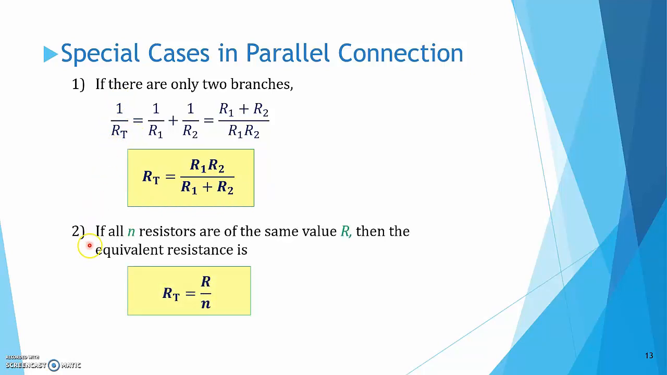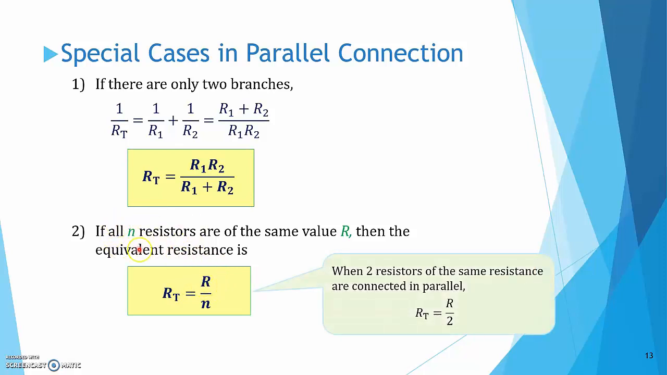Another special case: when n resistors all having the same resistance R are connected in parallel, the total resistance is R divided by n. So you can see that the resultant or total resistance is actually smaller than the original resistance. A special case of this: when two resistors of the same resistance are connected in parallel, the total resistance is half of the original resistance. Remember this, we quite often need to use it.